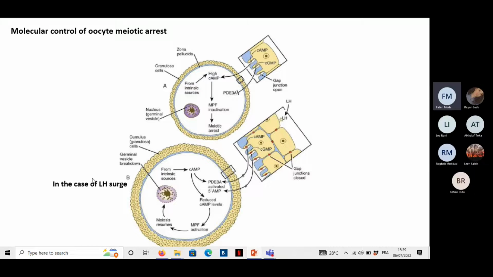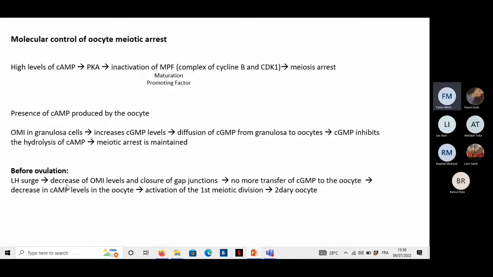However, before the ovulation, we will have a peak of LH. The anterior pituitary gland will produce the gonadotropin LH, which will have a surge. We will have a peak of LH before the ovulation. Under this LH surge, we will have a decrease in the OMI levels due to the high levels of LH. This will lead, from one side, to the decrease of cyclic GMP levels, and from another side to the closure of gap junctions, okay?